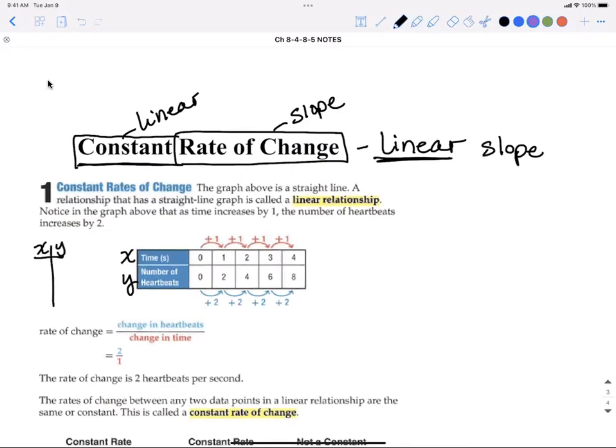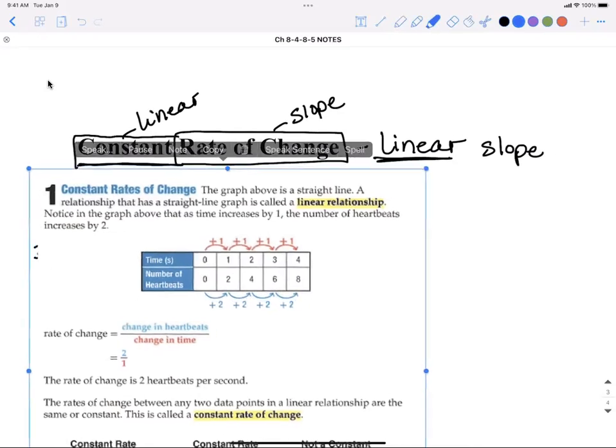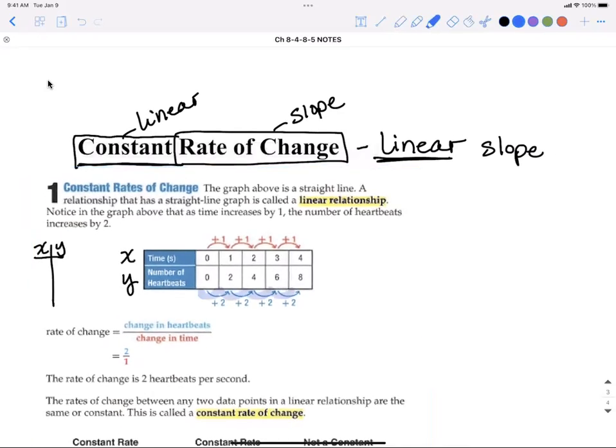And if you'll notice, look at the constant change here. It's +2, it's +2, it's +2, it's +2. To go from 0 to 2 is +2. To go from 2 to 4, 4 to 6, and 6 to 8, that's a +2 move every time. If you look at the top row, the change in X, you've got from 0 to 1 is a +1, 1 to 2, 2 to 3, 3 to 4. It's a constant +1, +1, +1.